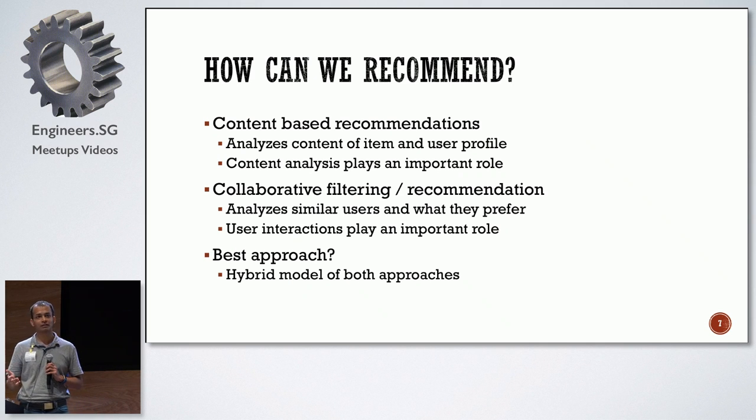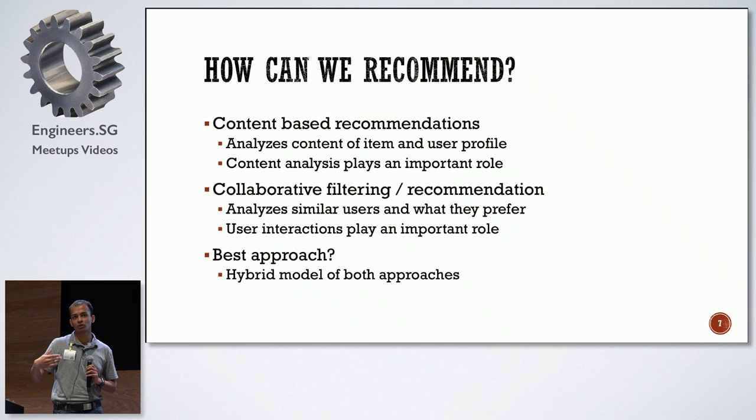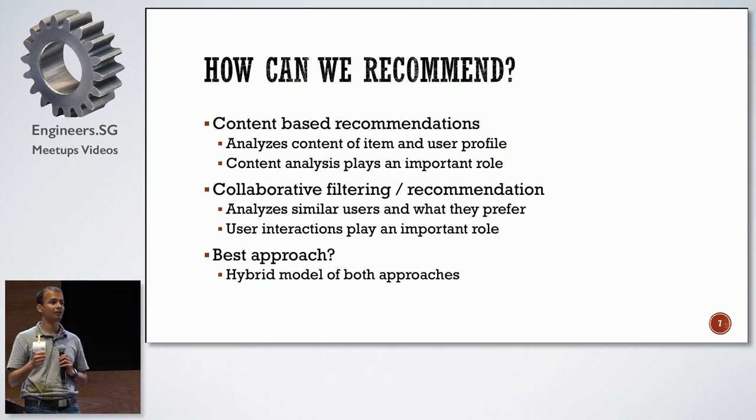But more often than not, it might not be very feasible to start off right away with a hybrid approach. So we either start with collaborative filtering or content-based recommendation, and then, once we keep accumulating data, we can think about moving towards a hybrid model.